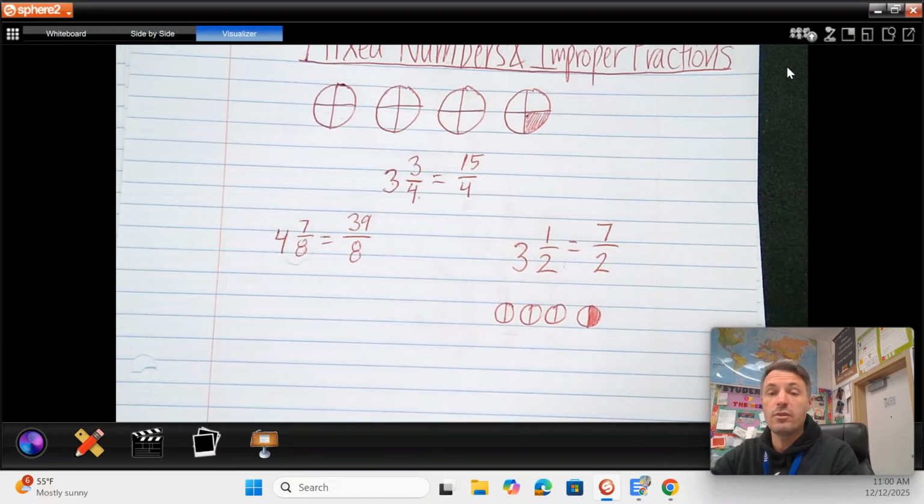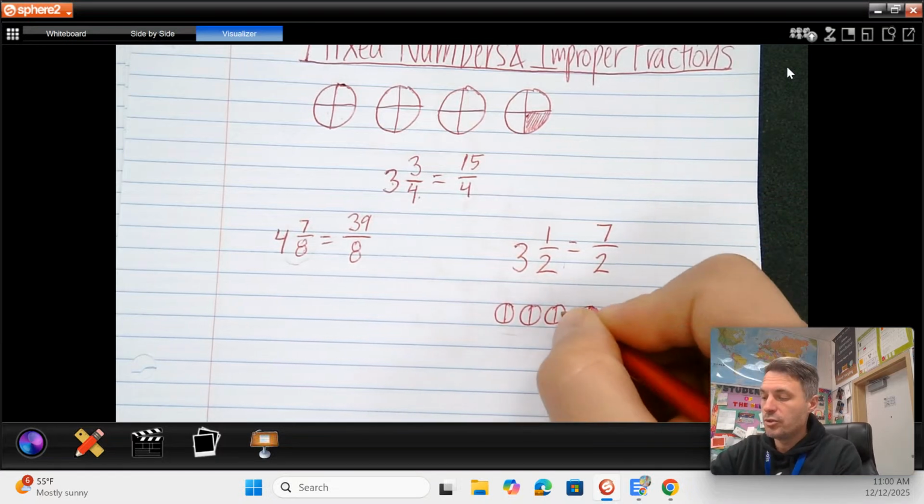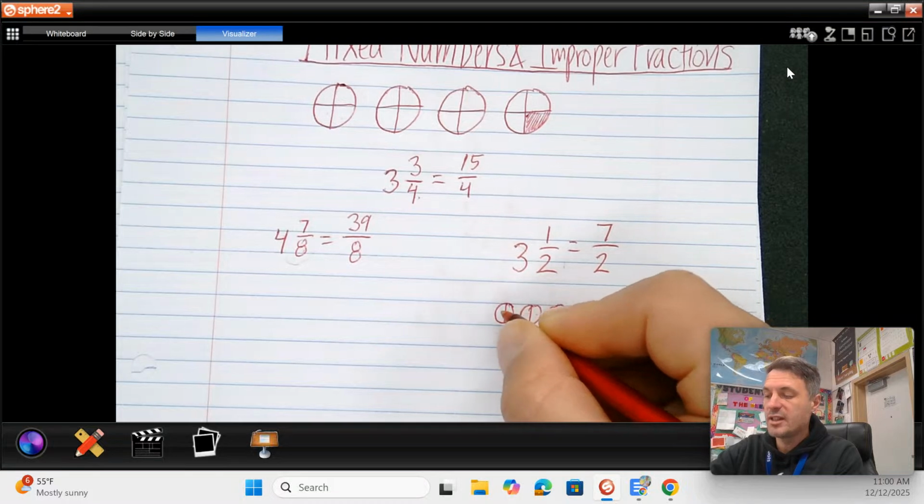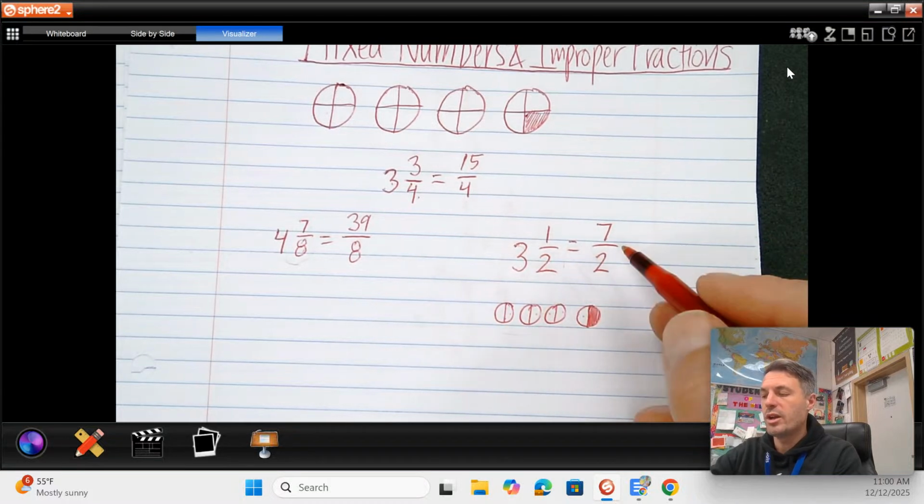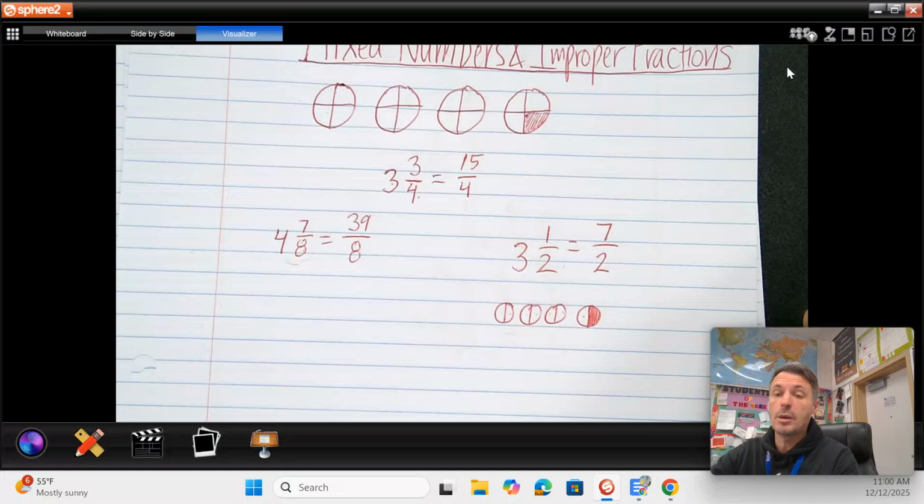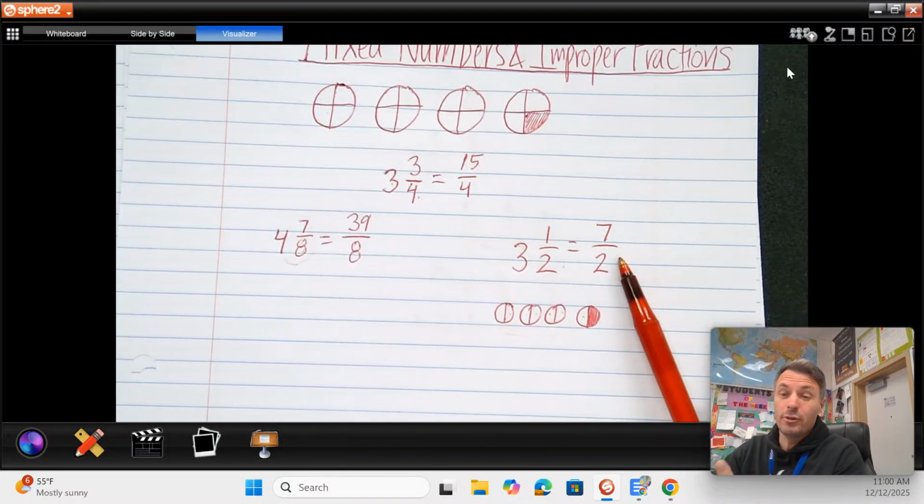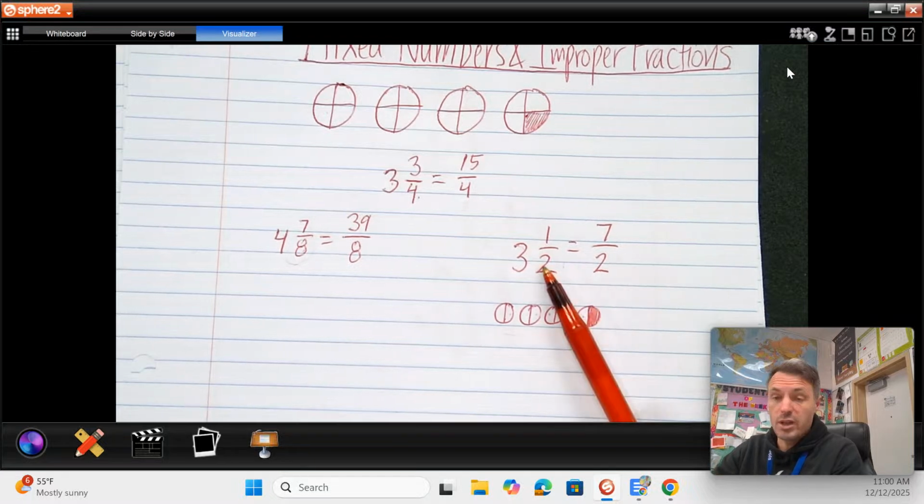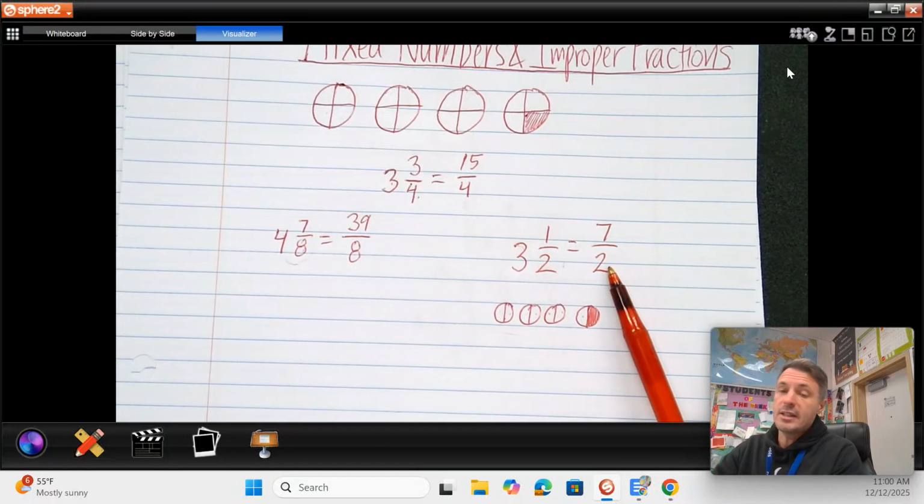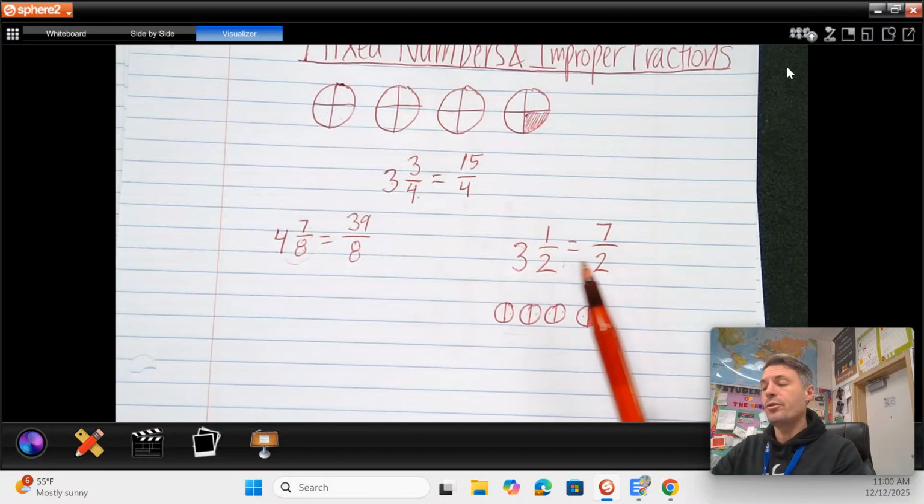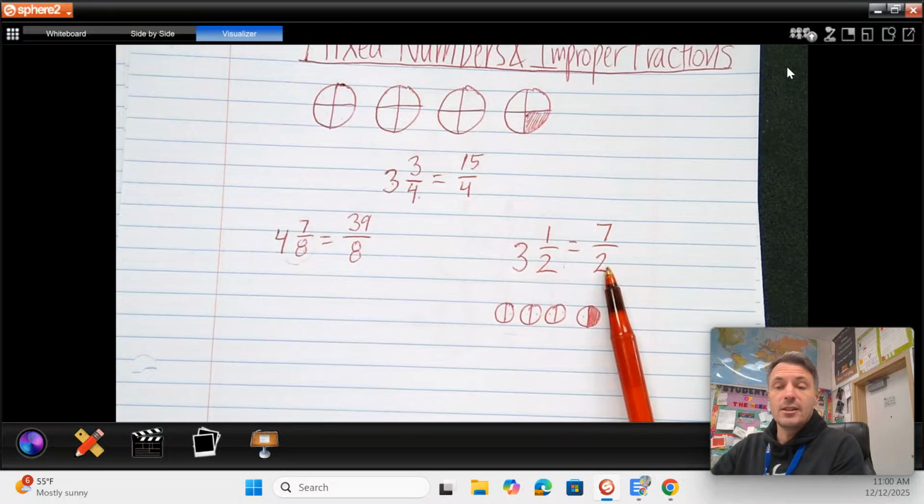But you also have 7 halves. 1, 2, 3, 4, 5, 6, 7. So that's why 3 and 1/2 means the same thing as the improper fraction, 7 halves. 7 halves would just be kind of a weird way to say that you have 3 and 1/2, though. That's why it's improper. It's not the right way to say that particular value. This is the right way to say it. This is the wrong way to say it, but it still means the same thing. That's why it's called improper.